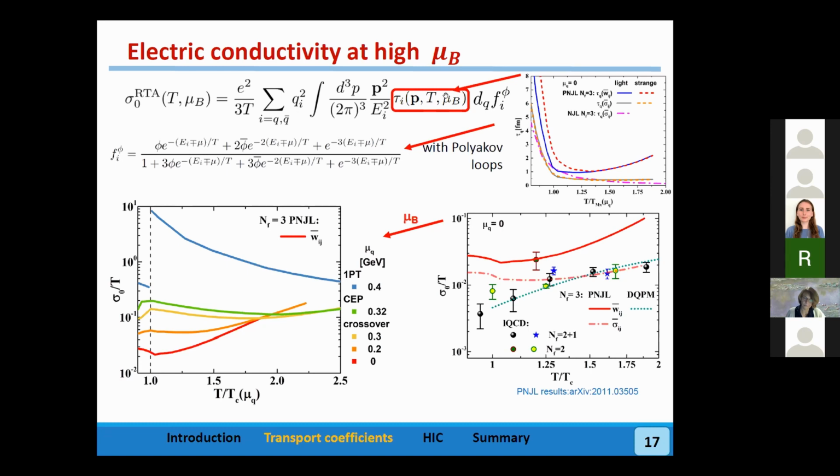Yes, but for the PNJL model, the distribution function takes into account the Polyakov loop. So it's a modified distribution function. And I think, how can anisotropy appear here? Because it looks like this is already rather isotropic. This equation is rather isotropic, but such an effect could be calculated in a transport approach.